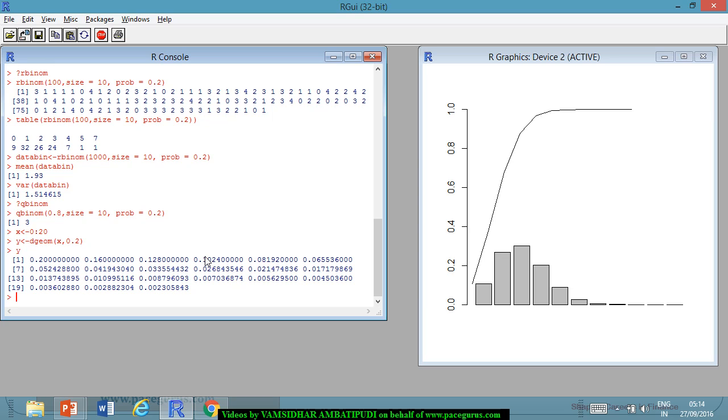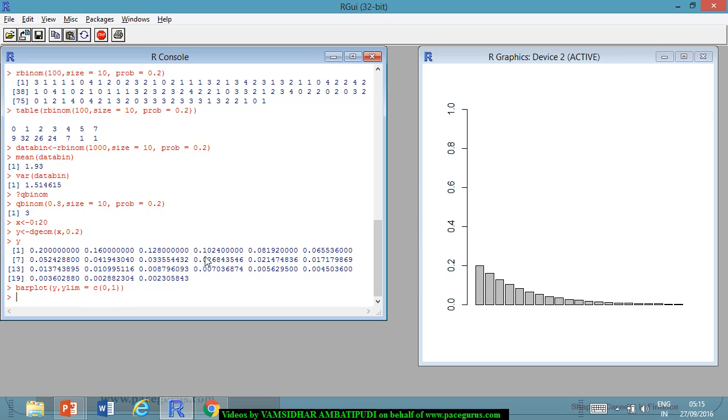And now when you are typically trying to plot the same, I'll take the bar plot of y, setting the y limit. I'll set the y limit as 0 to 1. I'm doing a bar plot of y, and now I can add the lines. So you could see here it's an exponentially decreasing kind of graph that we are getting.